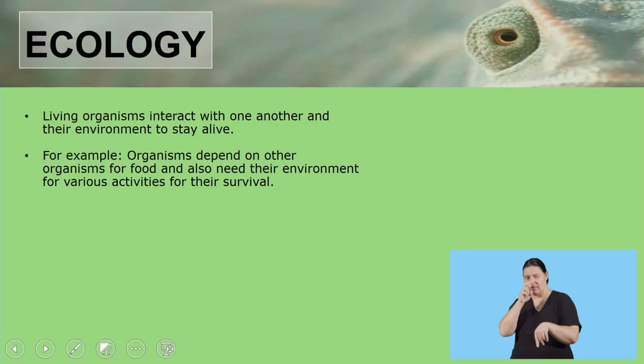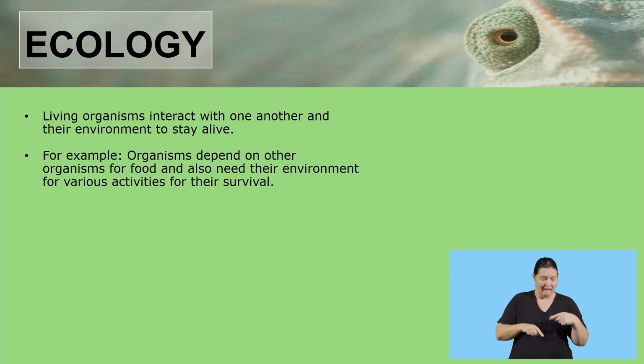And in order for the feeding process to happen, obviously they need the environment. So we need the soil, we need the air to breathe. So those are the non-living parts of the environment that these animals need in order to stay alive. So for example, organisms depend on other organisms for food, animals eating animals, and also their environment for various activities to ensure their survival, like breathing in the air, like water, so that we don't get dehydrated.